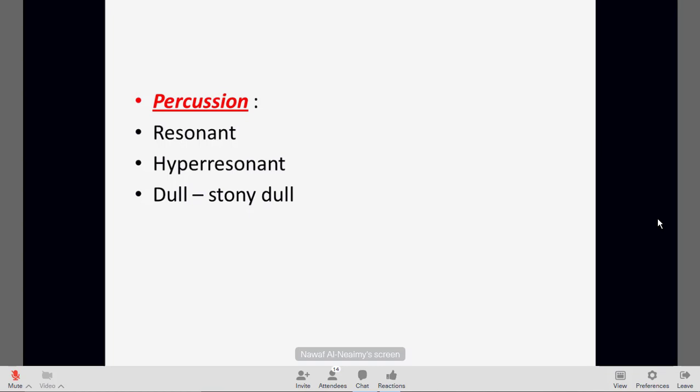وبالـ chest دائما احنا نستخدم الميدل finger. Middle finger in the left hand it's called the pleximeter, and middle finger in the right hand it's called the hammer finger. مثل المطرقة راح نستخدمها. So the pleximeter should be applied firmly on the intercostal space.